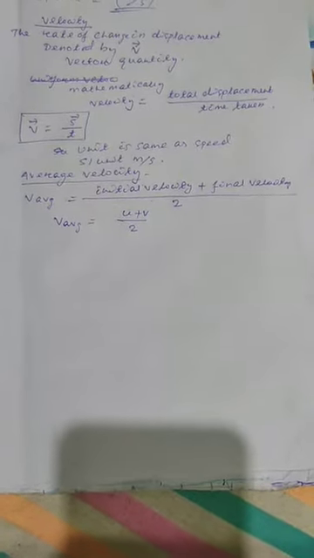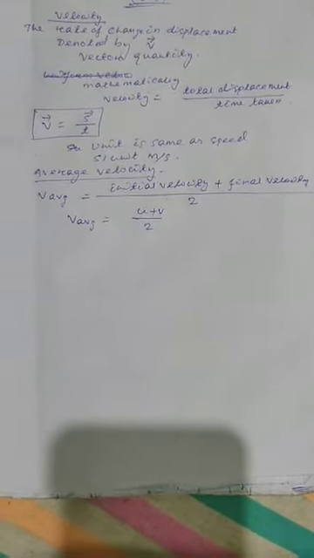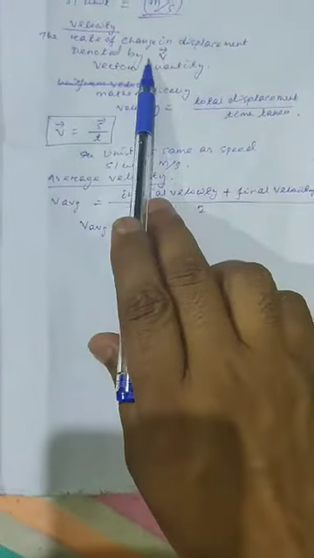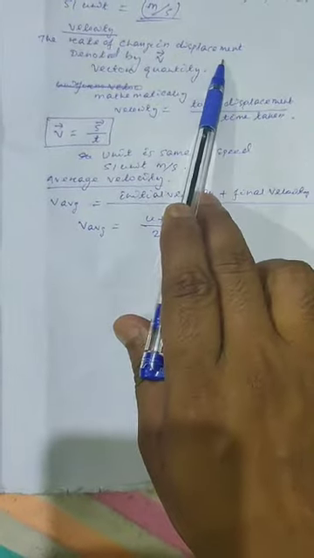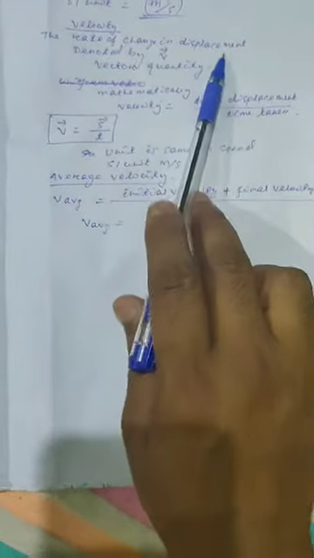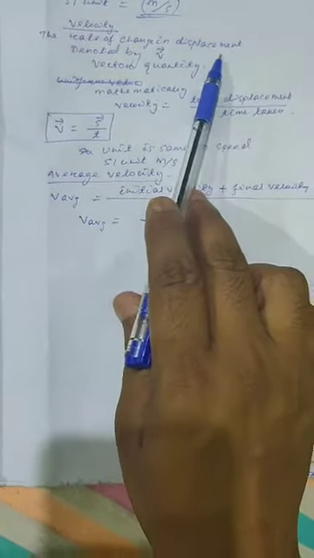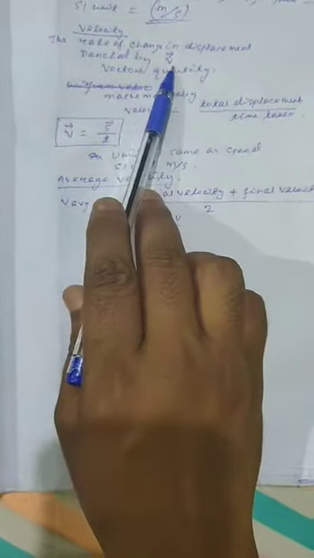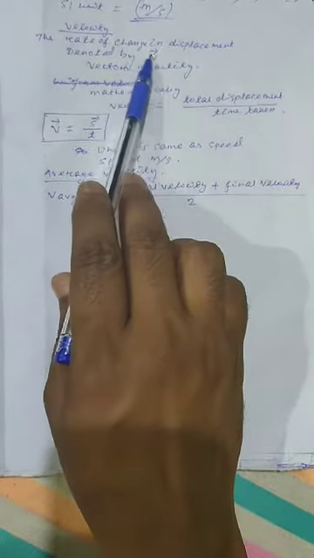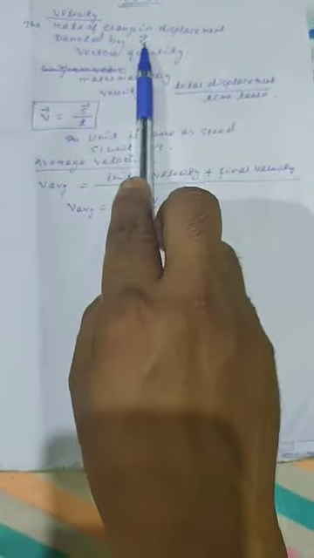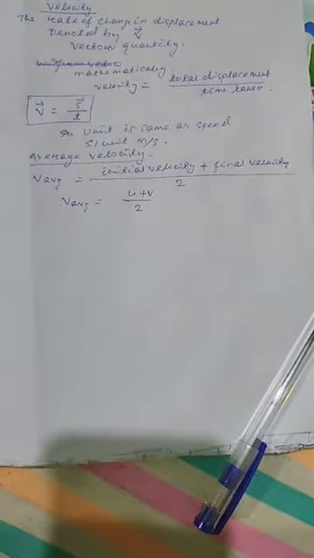Next is velocity. Like speed, velocity is also defined as the rate of change in displacement. The rate of change in displacement is called velocity, and velocity is denoted by v arrow. The arrow means it is a vector quantity. This arrow indicates its direction, that means it has a particular direction.